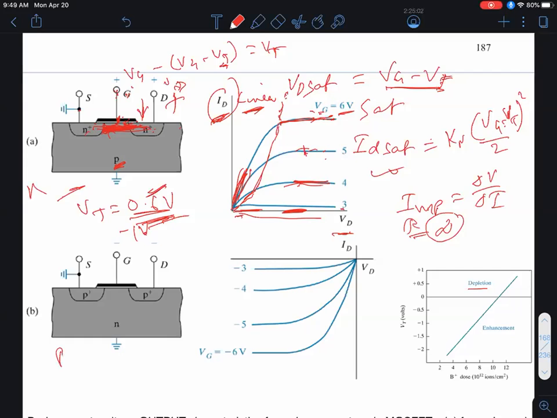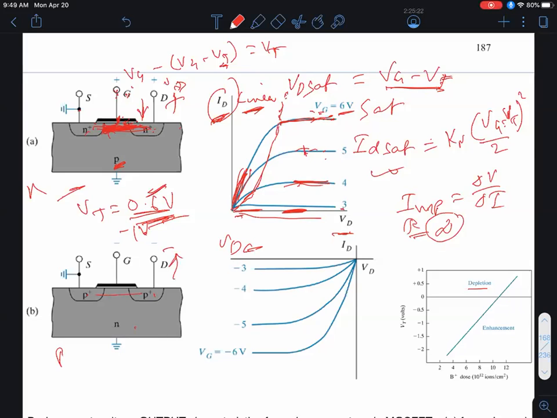You can also have P-channel devices where you flip all the polarities. Now you have a P plus source, P plus drain made in an N-type channel, okay? And let's see what the polarities would be. Now, you'd have to apply a negative drain bias, which is shown over here. VD is negative, to attract holes from the source to the drain, okay?